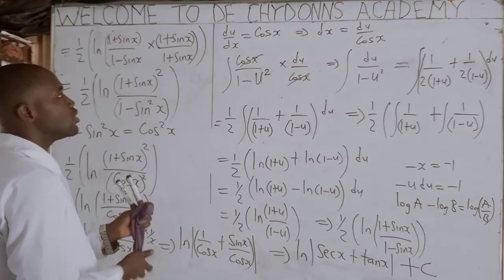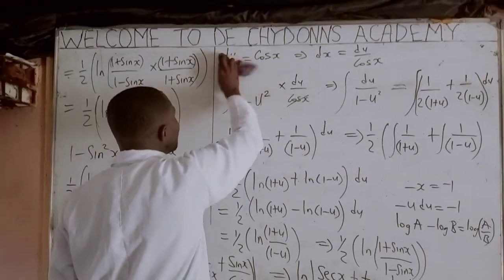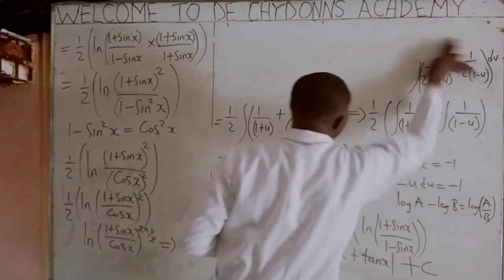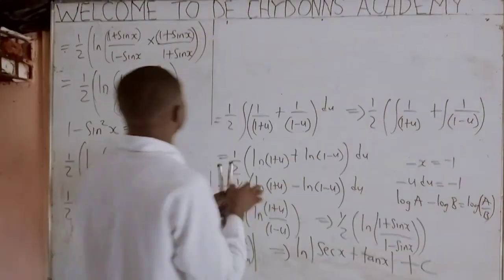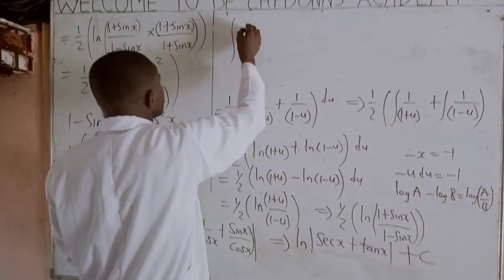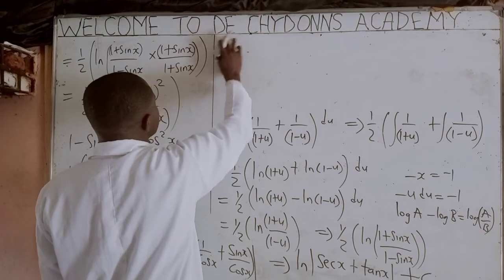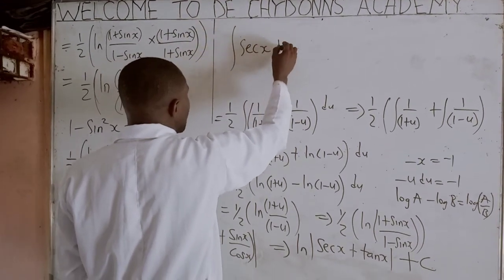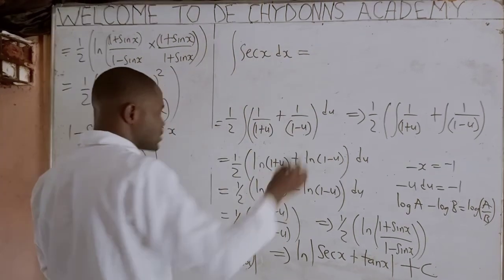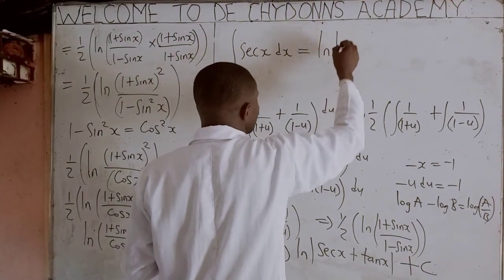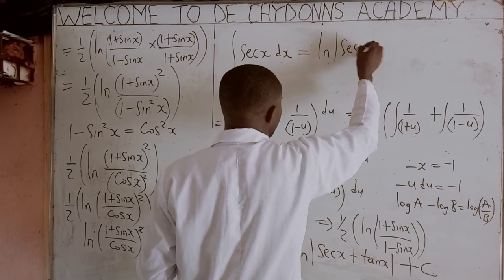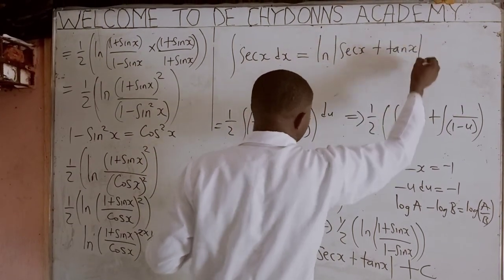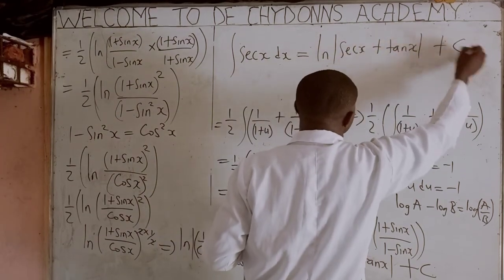So our final answer is that when you are integrating sec x, the answer is ln of sec x plus tan x, plus c.